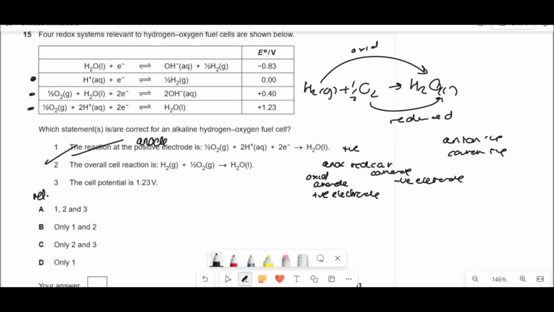So EMF is going to equal E reduced minus E oxidized. In this case, it's going to be 1.23, which is being reduced, minus what's being oxidized, 0. So it's got to be this one as well. So it's got to be whichever one's 2 and 3, which is C. So you can figure it out like that rather than having to memorize things. The only bit I had to really memorize was just this overall equation, to be honest.